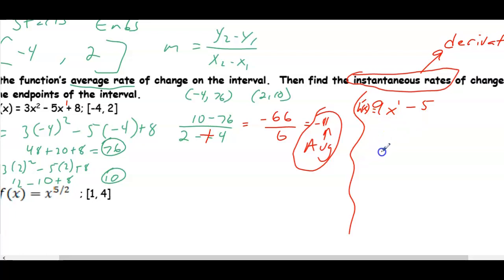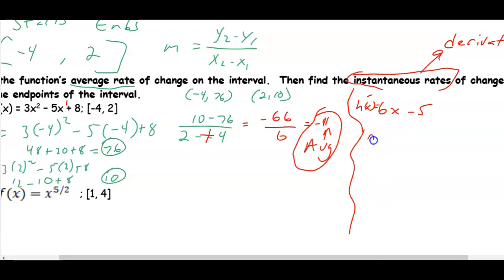So, why'd I put 9? Guys, 2 times 3 is 6. I so am tripping. So let me rewrite that. 6x minus 5. There's our derivative right there. 6x minus 5. Sorry about that. Holy crap. Now, I have that.